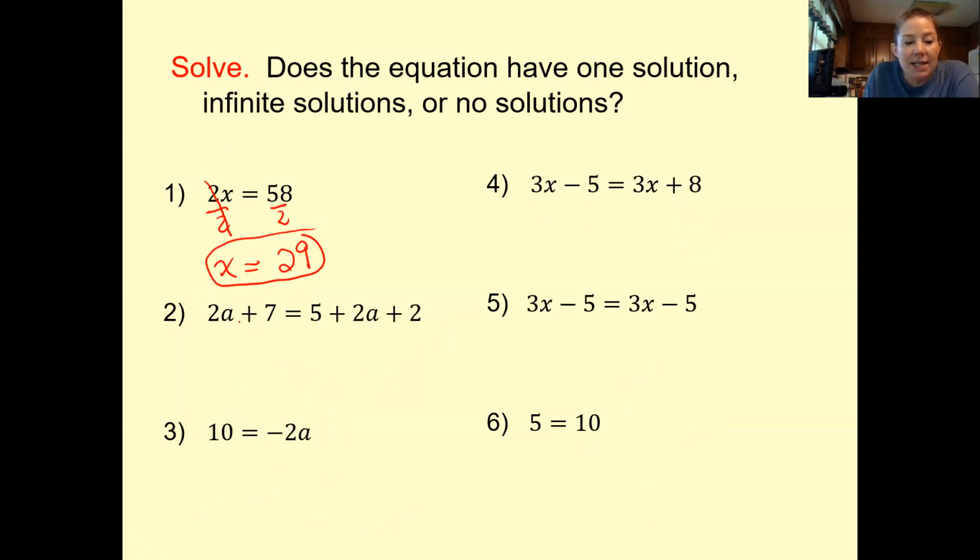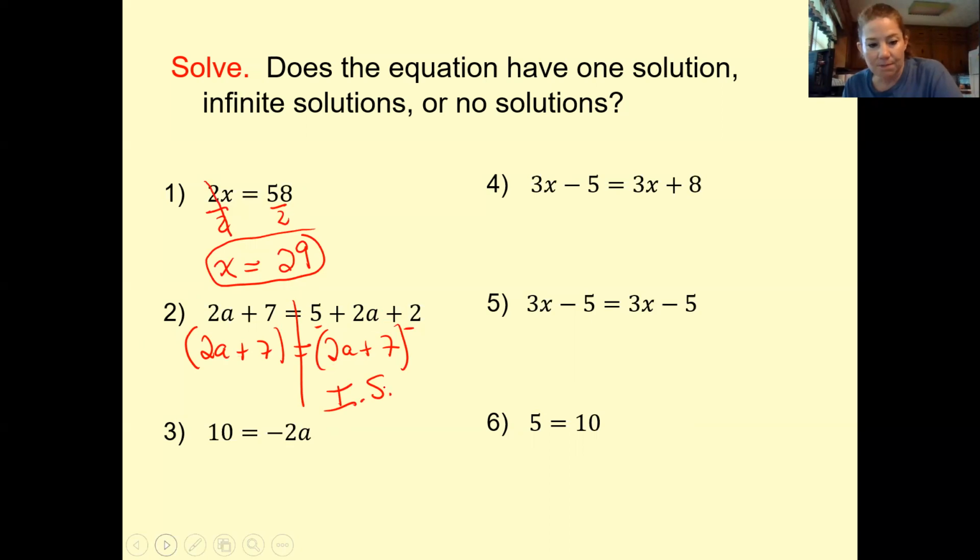Okay. Number 2, 2a plus 7, and then I have 2 constants over here, which I can add, those like terms, right? Can I add 5 plus 2? What is 5 plus 2? 7. So 2a plus 7, oh, okay. So now I see what's going on. What do you notice? Those are exactly the same. So we have infinite solutions, infinite number of solutions for number 2.